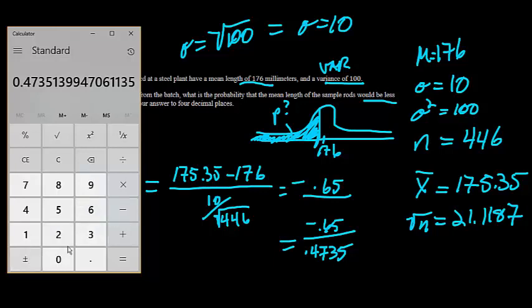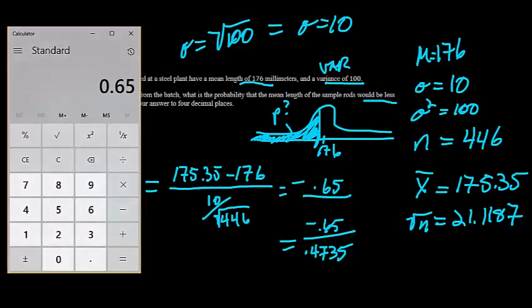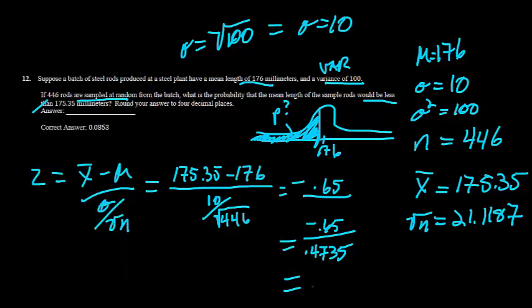So negative 0.65 divided by 0.4735 equals negative 1.37. All right, that's more realistic. Excellent. So again, let's stop for a second and go back and say, is this a left tail, a right tail, or what? Less than. So this is a left tail. As a matter of fact, I've already drawn it because we're amazing. Good for you guys. Left tail.